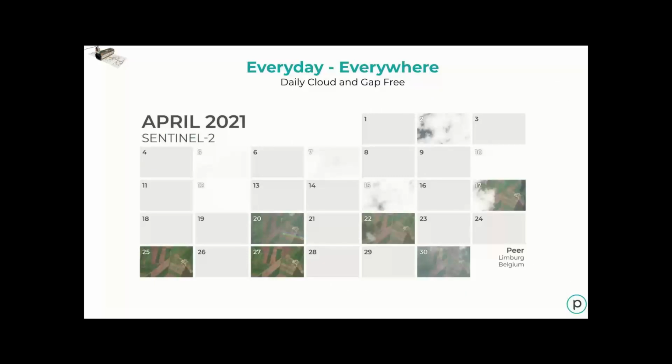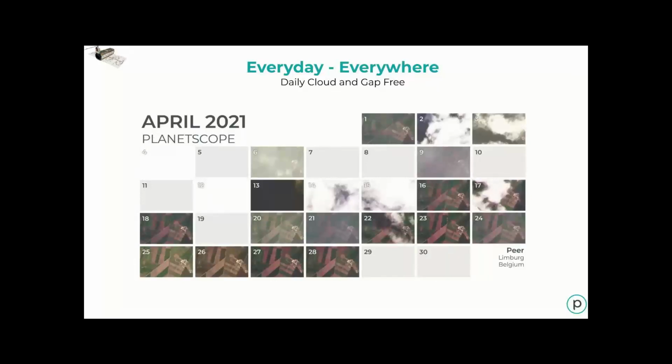So let's take a look at this from a time series point of view. Here we have in Limburg, Belgium, April this year, the coverage of Sentinel-2. We can see in the first half of the month, it seems cloudy. In the second half of the month, there is a decent time series. In comparison, with PlanetScope, we still see that in the first half of the month there are clouds, but there are some days without clouds that we capture with PlanetScope.